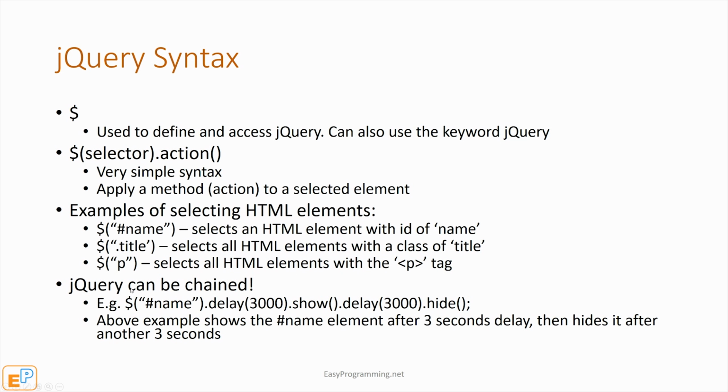jQuery can also be chained. So for example, in this little code here I'm applying a delay method, which is a built-in jQuery method, which will delay it for 3,000 milliseconds. It'll show it and then delay another 3,000 milliseconds, 3 seconds, and then hide it. So it's kind of like a blink.